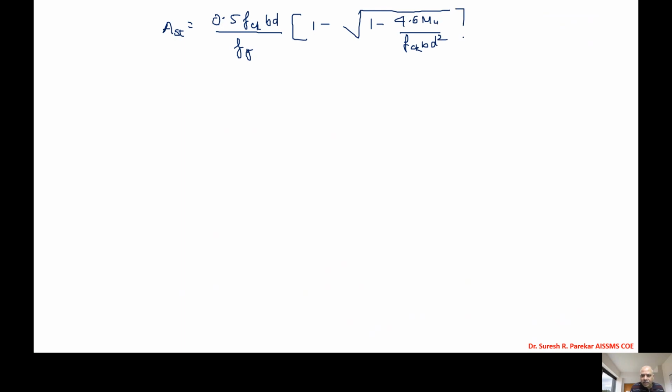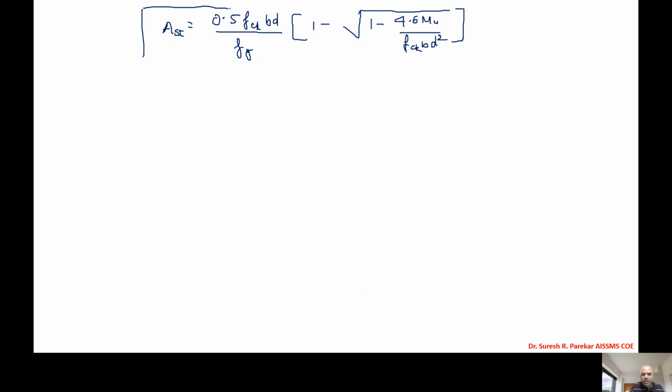Ast, that is equal to 0.5 fck bd divided by fy in bracket 1 minus root of 1 minus 4.6 Mu divided by fck bd square. And this is the formula for Ast.